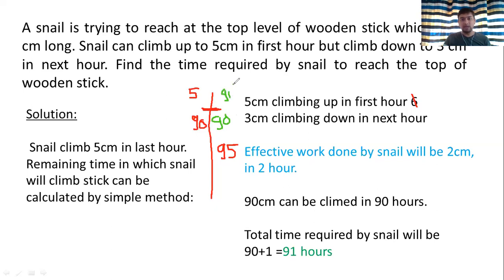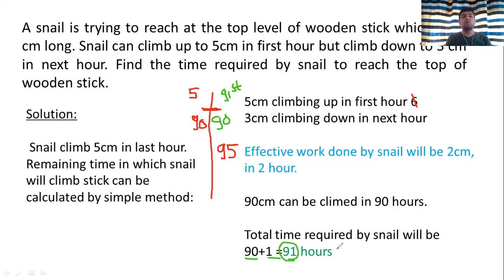Now the 91st hour that will come, can it climb by 5 centimeters? Why? Because in 1 hour it can climb by 5 centimeters. So obviously what will be the total time required by this snail? For the first 90 centimeters it will take 90 hours, and in the next hour it will climb by 5 centimeters. So 90 plus 5 is 95 centimeters. And what will be the time required? 90 hours plus 1 hour. It will be 91 hours.